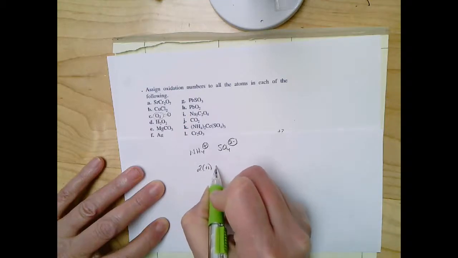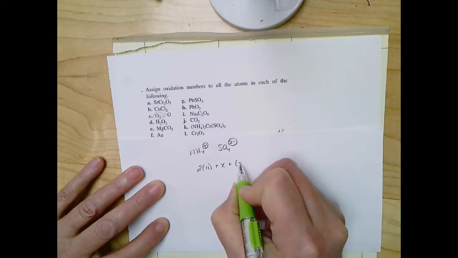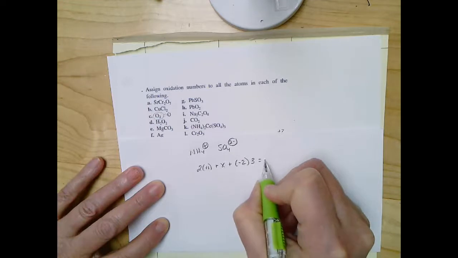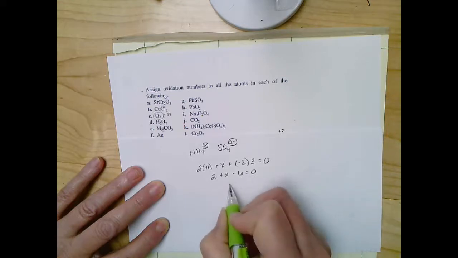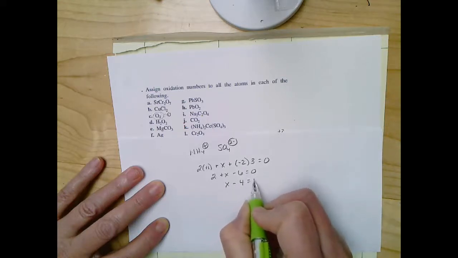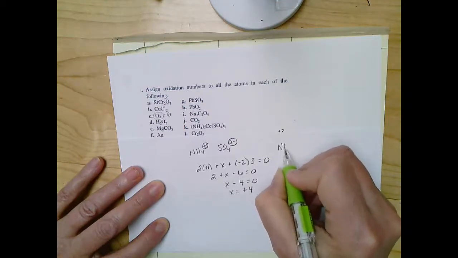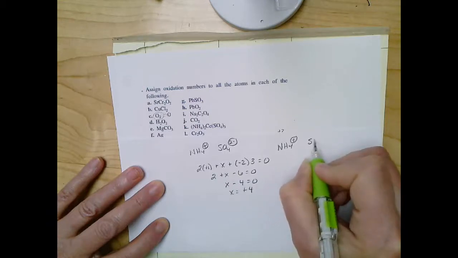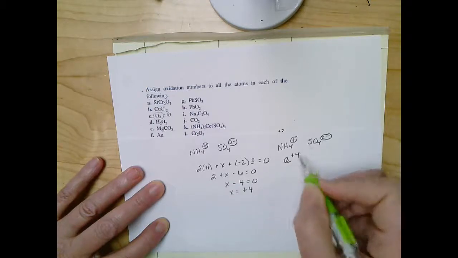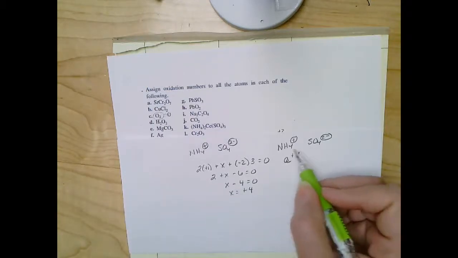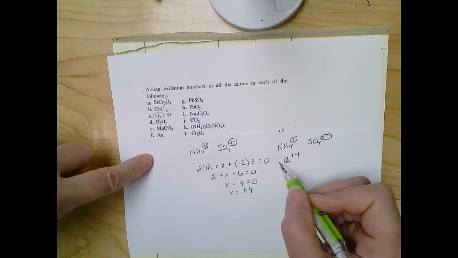2 times a +1 plus x plus SO4 is a -2. I have 3 of those, has to equal 0. So 2 plus x minus 6 equals 0. So x minus 4 equals 0. So x equals +4. So this one is +1. This one is -2. CE is +4. But it asks for every atom. So now we have to go back and do these. But I didn't want to do them all in one big calculation because that's just too much.